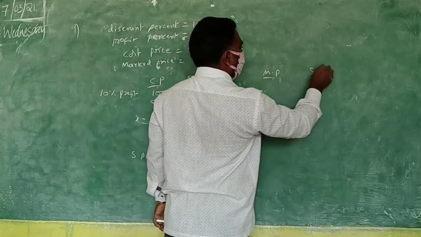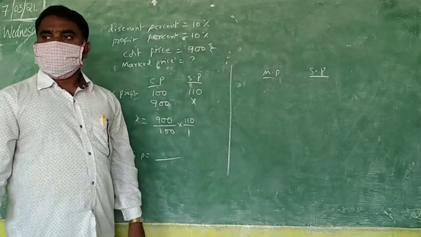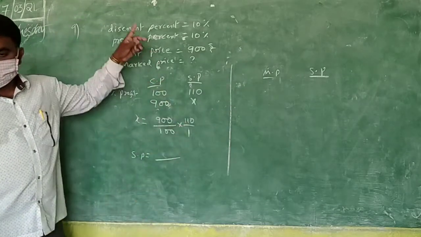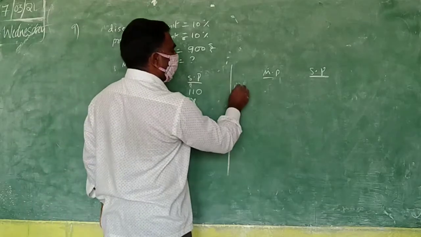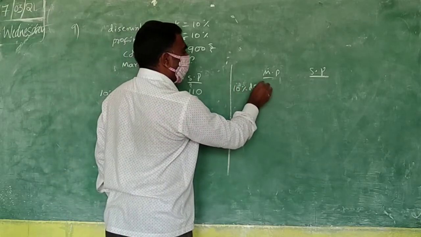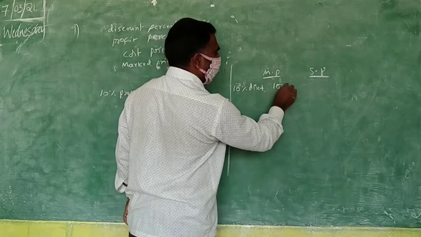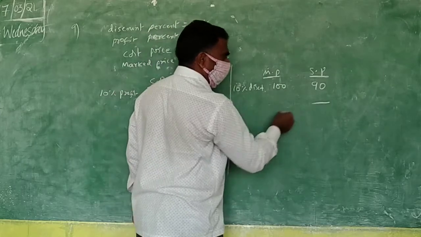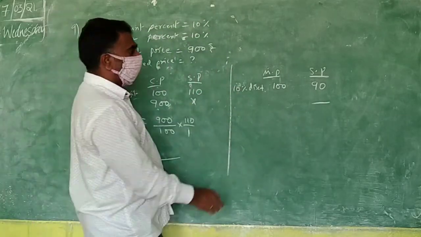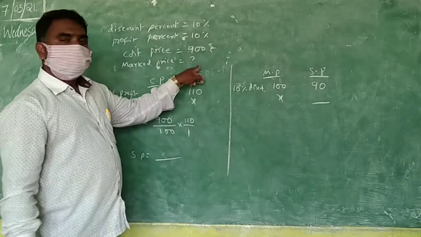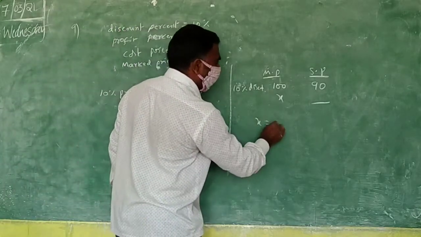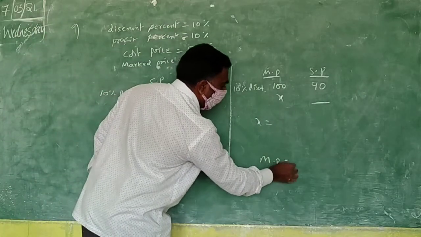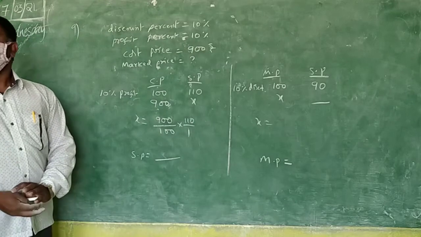MP and SP, marked price. Again, between these what will you use? Discount percentage, no? What is the discount percentage? 10% discount. Which means if MP is 100, SP will be 90. You know the SP value here, and here the MP, how to find it? Let it be X. You know the calculation. Finally you will find MP. So you will get the answer. Do you understand?